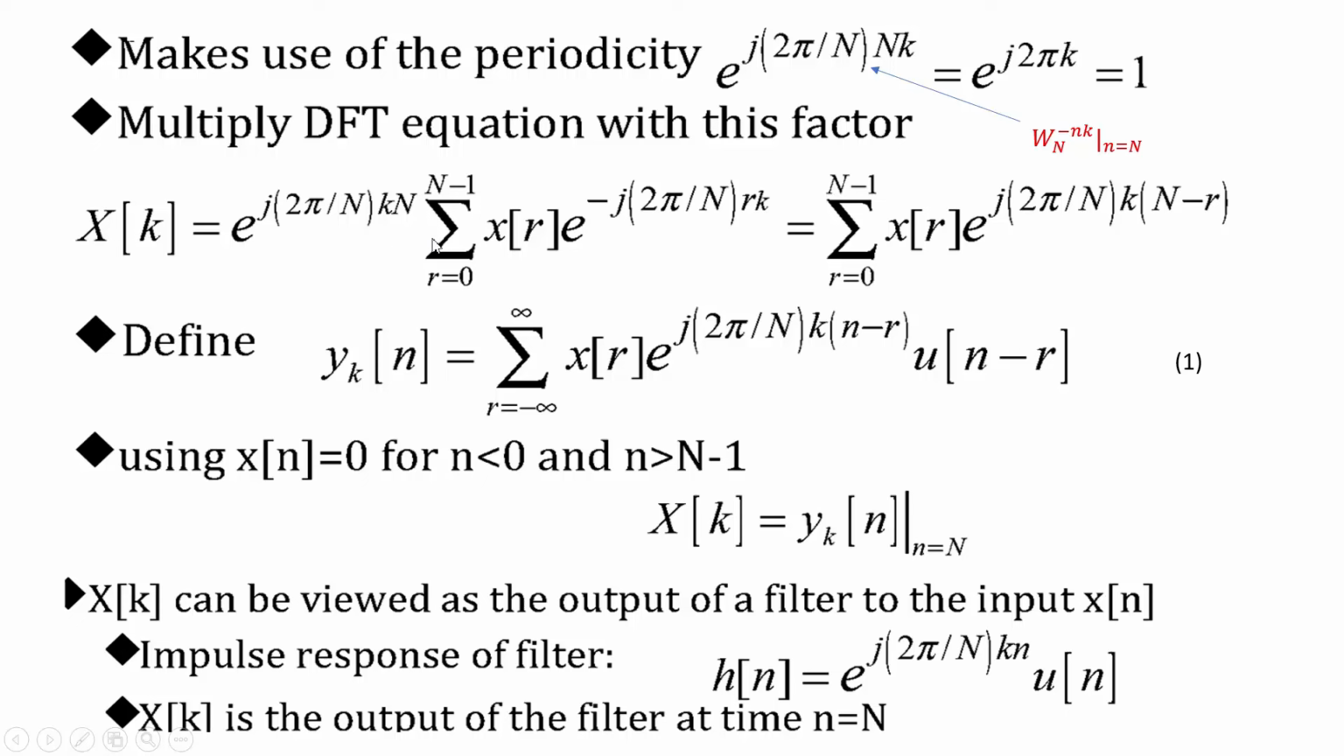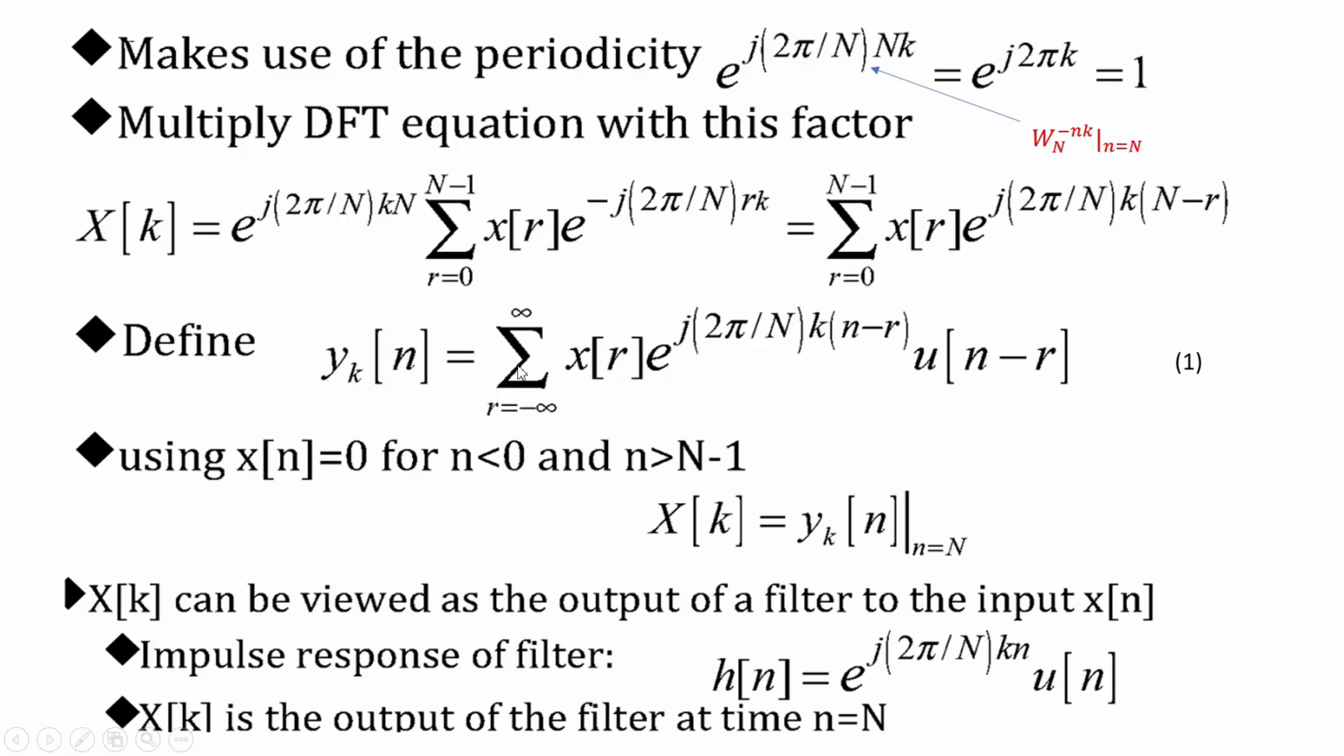Now if I solve the DFT equation further, x(r), and instead of n, I use an index r. So for r equal to 0, x(r) e to the power, I take j common because j is common in both the terms. 2 pi by capital N I also take common, and then k times (capital N minus r) you will get in the exponent.